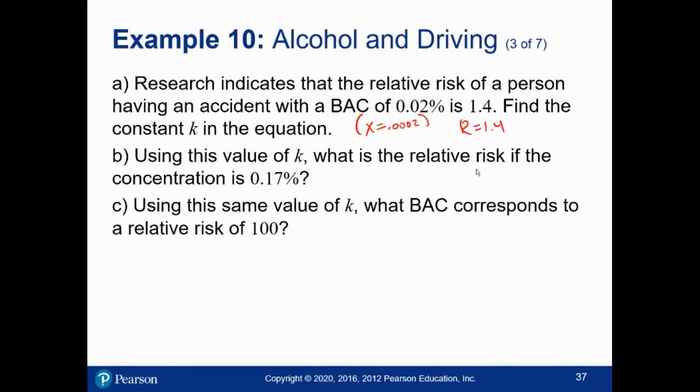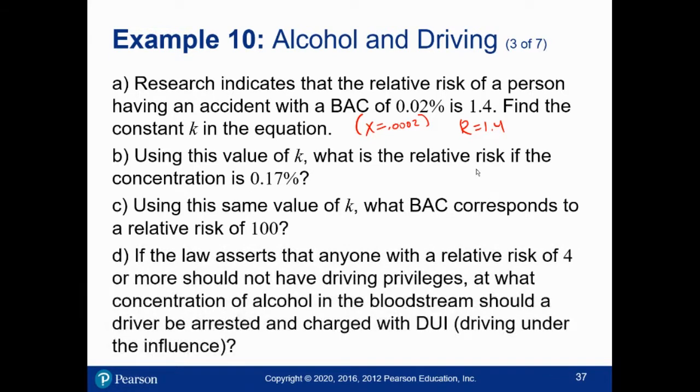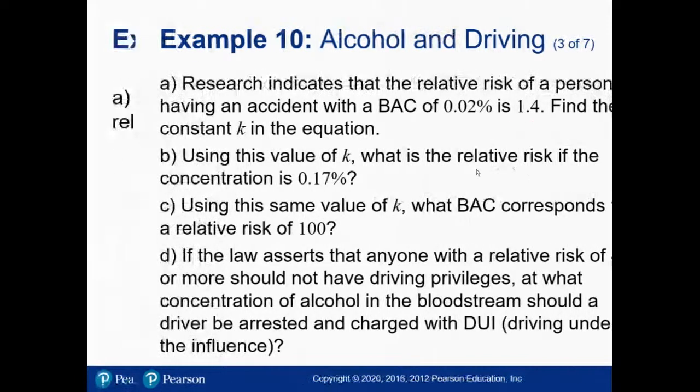Then you can ask what blood alcohol concentration corresponds to a relative risk of 100. And in part D, suppose the law asserts that a relative risk of 4 is where you should not be able to drive. What blood concentration does that correspond to? Okay, so hopefully we took a pause and worked this out.